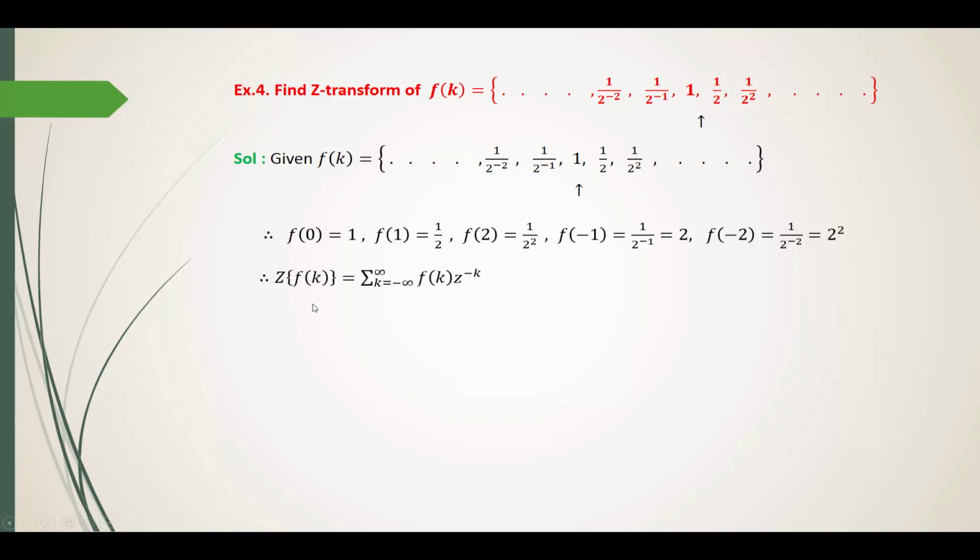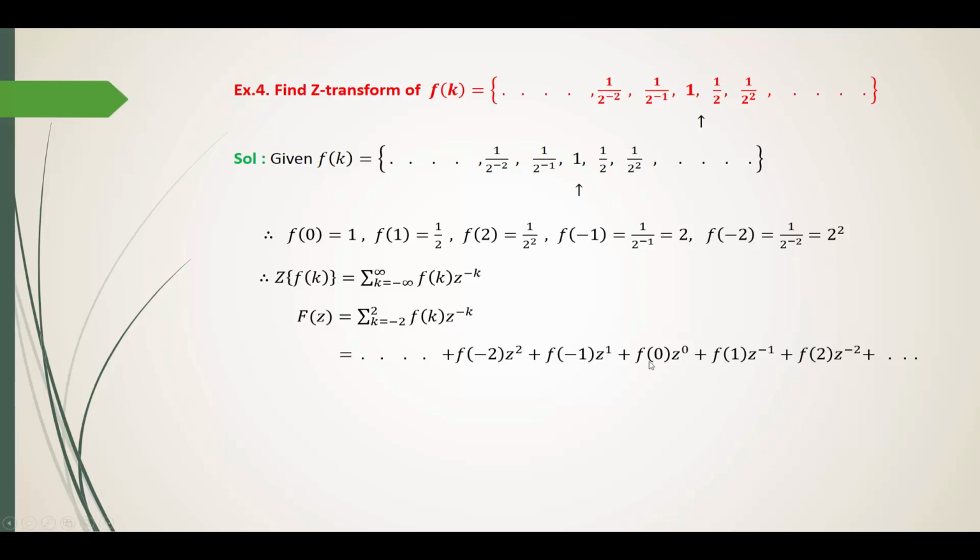Therefore, by definition of z transform, z of f of k equal to sigma k varies from minus infinity to plus infinity f of k z to the power minus k. Now here k varies from minus 2 to plus 2. So capital F of z equal to sigma k varies from minus 2 to plus 2 f of k z to the power minus k. Put k is minus 2, so is equal to dot dot dot plus f of minus 2 z to the power minus of minus 2 is plus 2, plus put k is minus 1, so f of minus 1 z to the power minus of minus 1 is plus 1.